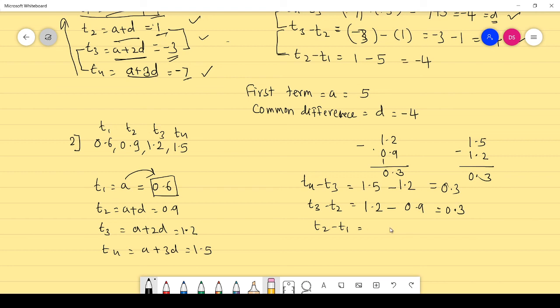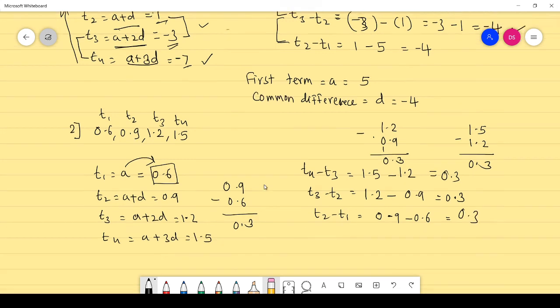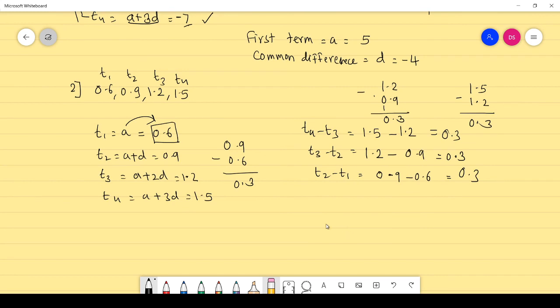Is it right or wrong? Let's check it out. T2 is 0.9 minus 0.6. I'm subtracting over here, 0.9 minus 0.6. So 9 minus 6, 3. 0 minus 0, 0. 0.3. So we got the common difference is 0.3. So you can say that the first term A is equal to 0.6. It is already given in the AP.